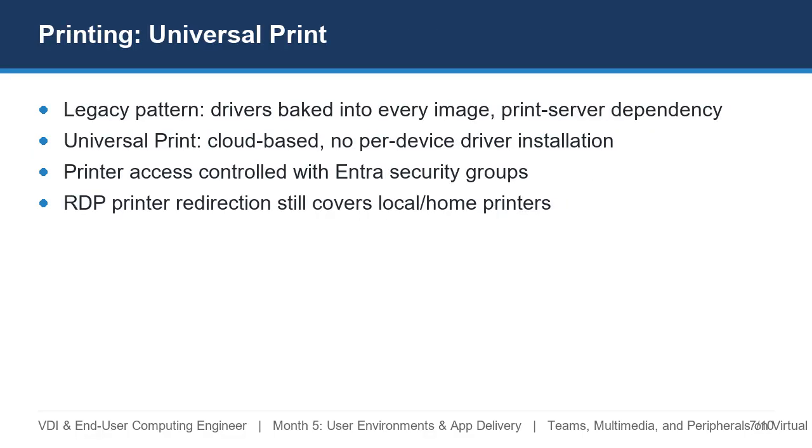Printing is the peripheral scenario every rollout underestimates. The old pattern of baking every printer driver into the image doesn't scale and causes spooler crashes on shared hosts. Universal Print replaces that with a cloud print service, no per-device drivers, access controlled through Entra security groups. It doesn't replace RDP printer redirection though. That's still the right tool when users need to print to something physically attached to their own machine.